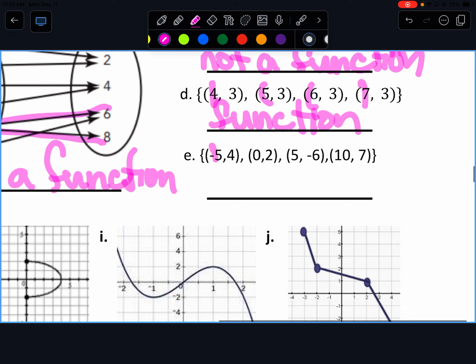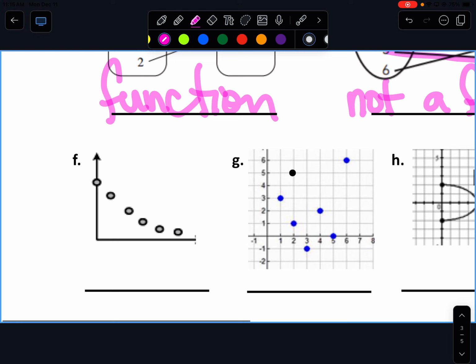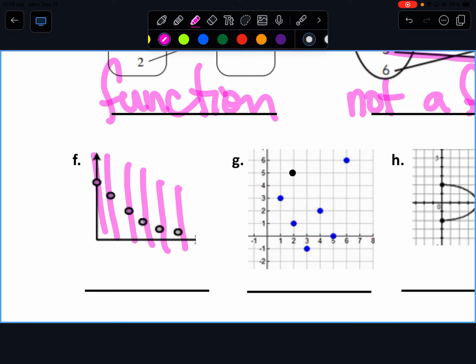Sorry. I have negative 5, 0, 5, 10. None of them repeat, so this is a function. Okay, here. Vertical lines never hit more than one at a time, so this is a function.